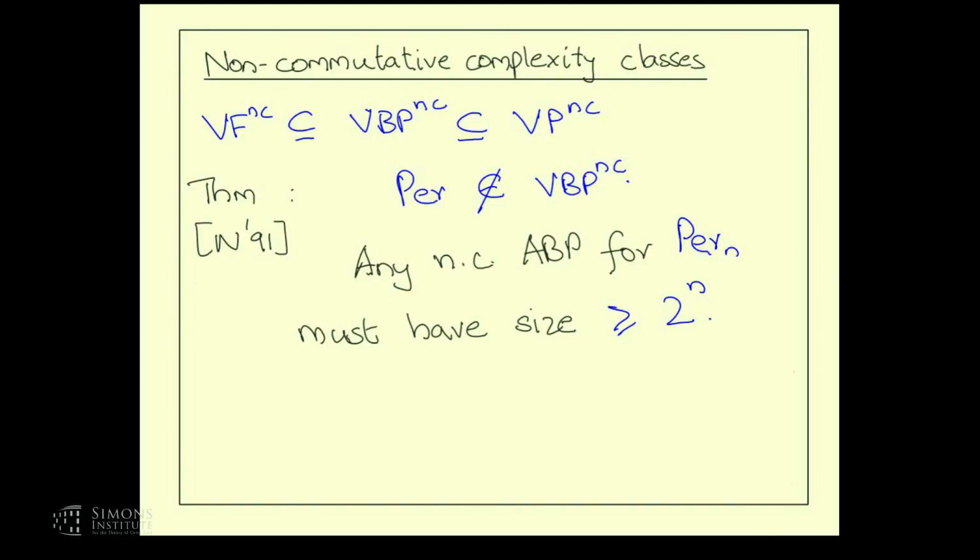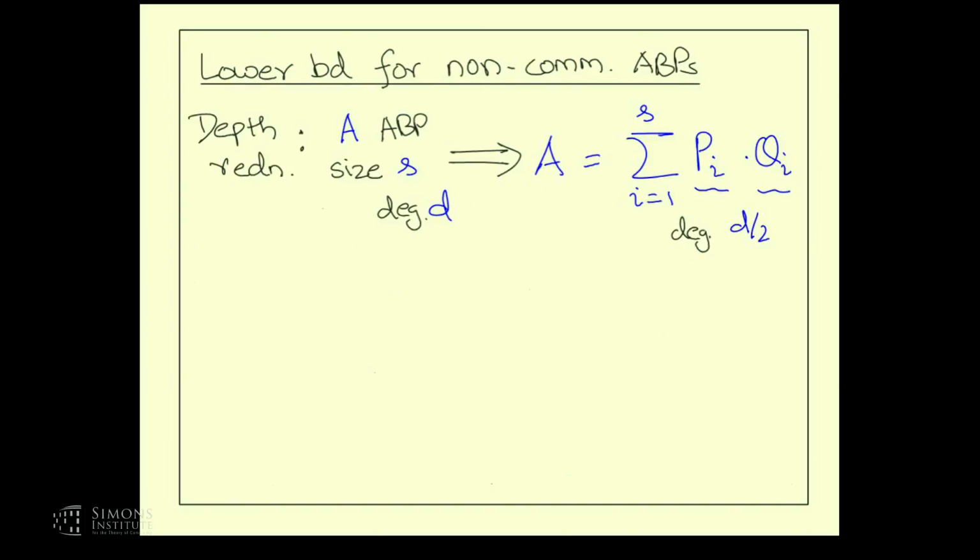So I want to outline a proof of this theorem. I won't prove it for the permanent, but I'll prove it for some other explicit polynomial, and the same ideas result in the lower bound for the permanent. All right, so let's begin the lower bound.